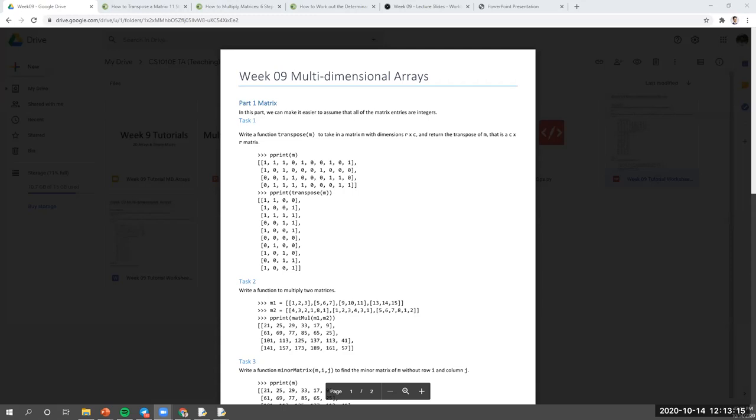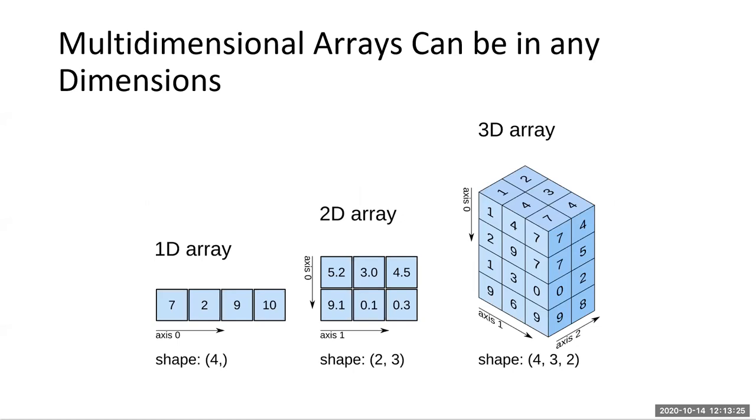Okay, so we'll start with a little review of a multi-dimensional array. Multi-dimensional arrays can be in any dimensions. I think we have talked about this in lecture. We have a 1D array, which is the standard array that we learned. A 2D array, where we have an array inside another array, where the array inside can represent the columns or the rows. And lastly, a 3D array.